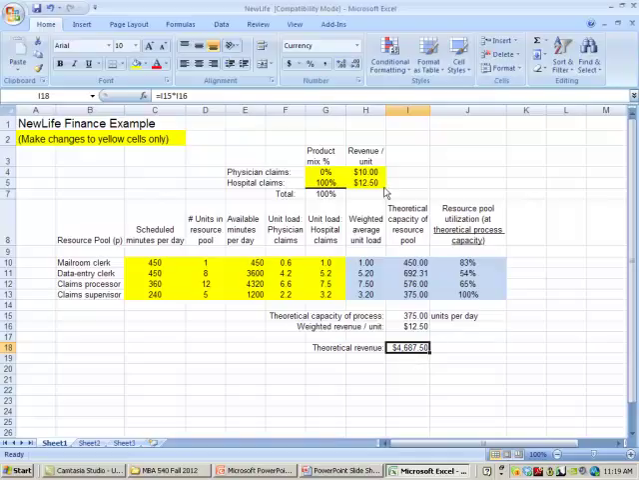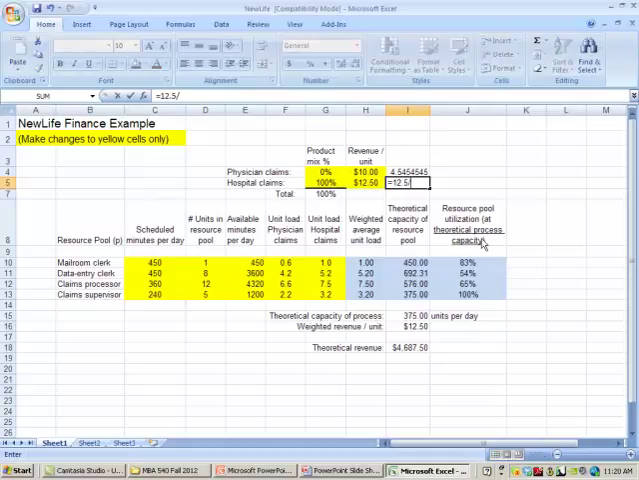Another way to look at it is if you take the physician's claim revenue of $10 and divide it by the unit load for the constraint of 2.2 minutes, you're going to generate more revenue per minute of constrained resource, that is the claim supervisor, than if you take $12.50 and divide it by 3.2, which is the unit load with regard to claim supervisors for hospital claims. Let me see if I can type that here and explain that. It turns out to be I can generate $4.54 per minute of claim supervisor time for the physician's claims.